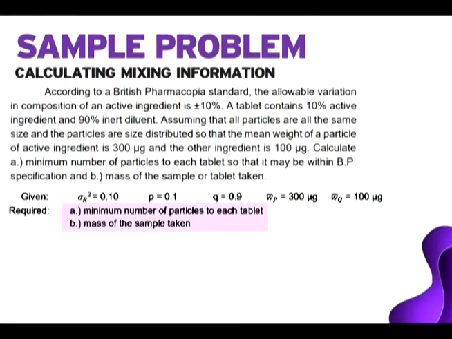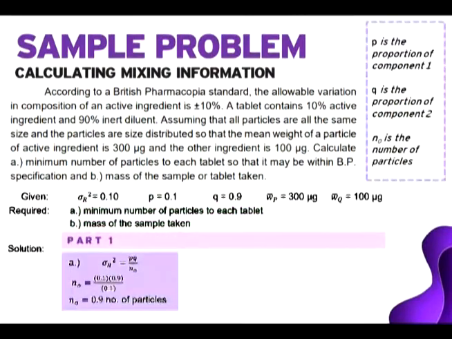To solve for letter A, the minimum number of particles in each tablet, we use the variance for binary mixture equation, which is sigma r squared equal to PQ over N sub o. We are looking for the value of N sub o, which is the number of particles. With this equation, we plugged in the given values, and we got the value of N sub o equal to 0.9 number of particles.